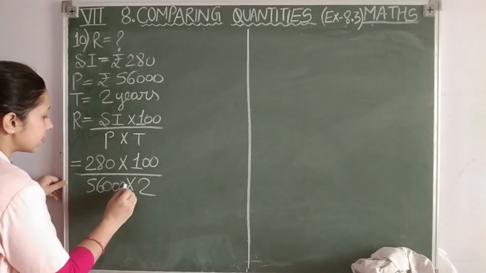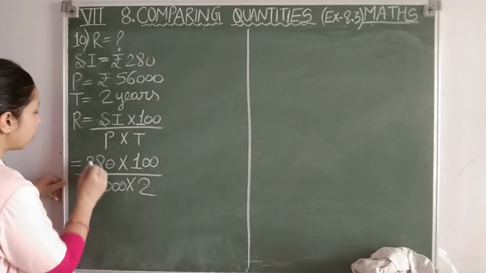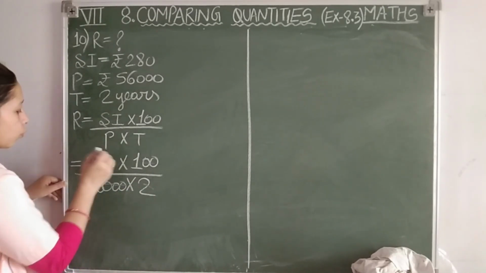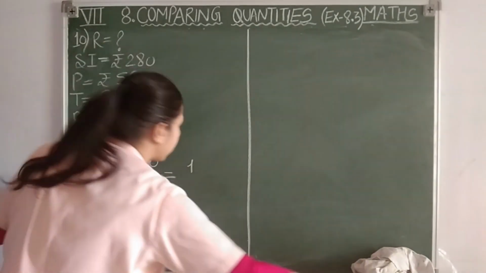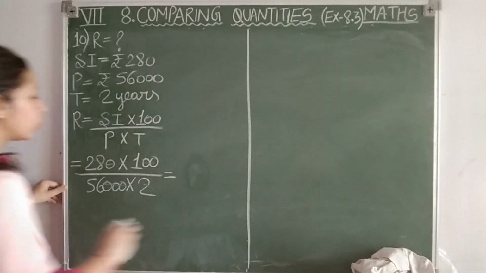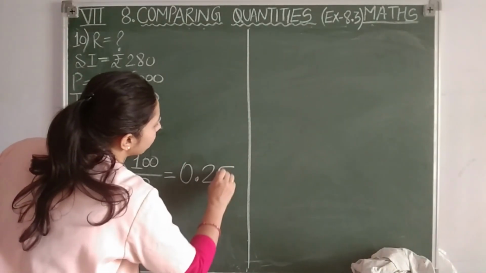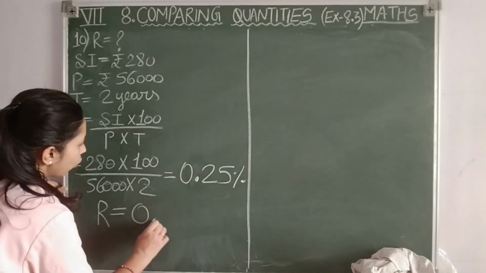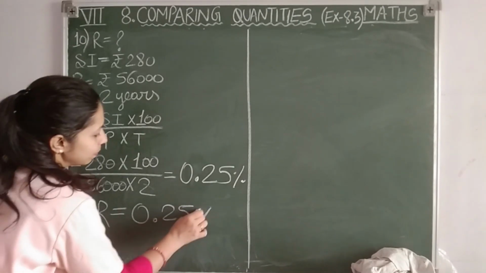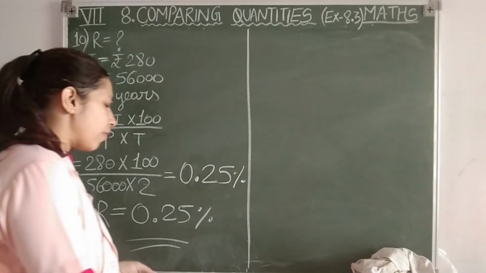So let us cancel this. 0 0 cancelled, again 0 0 cancelled, then 2 1s are 2, here 2 1s are 2, 2 4s are 8. So 14. You can simply solve it. Calculation you can do. The final answer after solving all this will be 0.25%, students. So finally rate here is 0.25%. Clear, students? So like this we have found the rate.